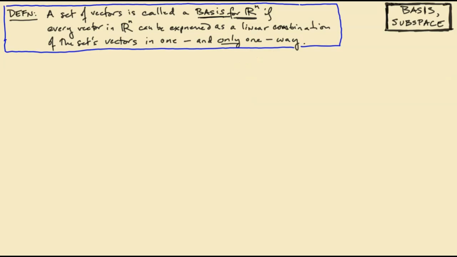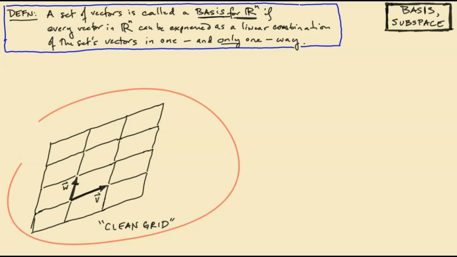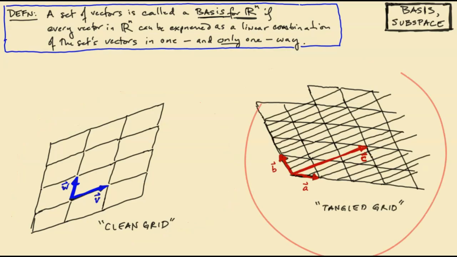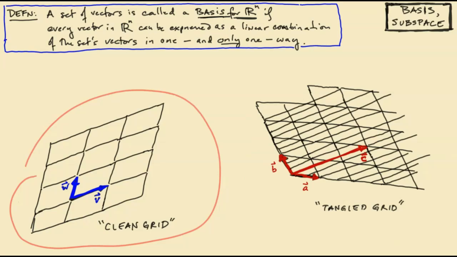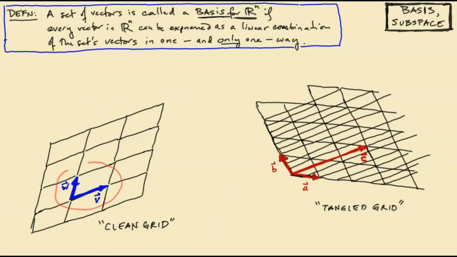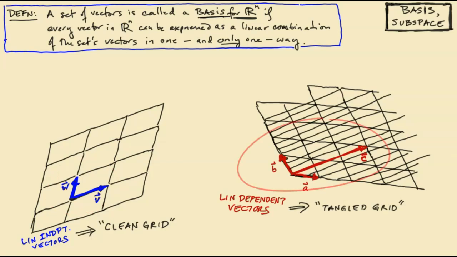This should remind you of the discussion we had towards the end of the previous video about clean grids and tangled grids. And the idea was that a clean grid was generated by a set of linearly independent vectors. So I'll write down here, linearly independent vectors generate a clean grid, whereas a tangled grid is generated by a set of linearly dependent vectors. And for the sake of our illustration, let's just assume that all of these vectors live in R2.